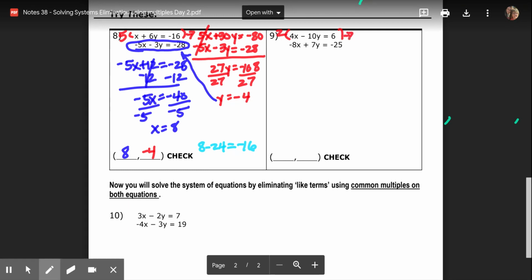So this will make it 8x minus 20y equals 2 times 6 is 12. The bottom equation stays the same. So this is a negative 8x plus 7y equals negative 25. So the x's cancel out. So negative 20 plus 7 is going to give us negative 13y. And then 12 minus 25 is negative 13.